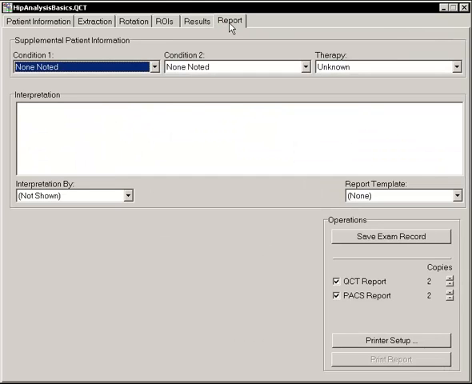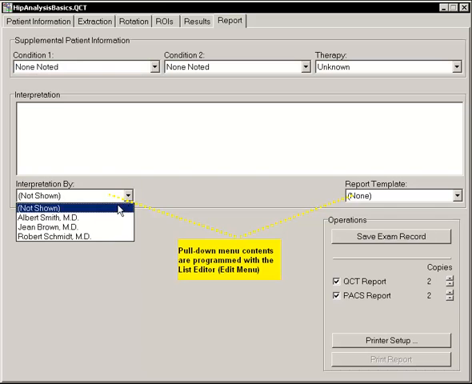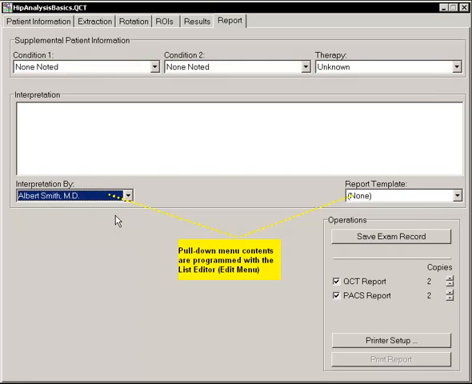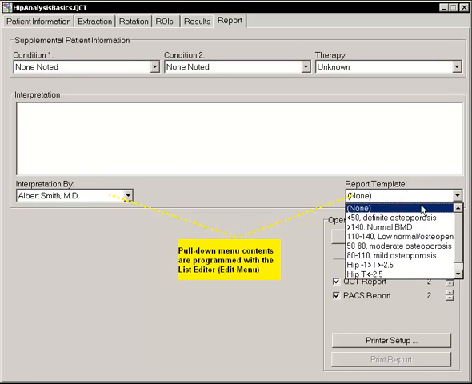This is the last step of the analysis. The analysis results are saved and reports may be printed. The results must be saved before reports can be printed. Information such as a doctor's name and an interpretation can be added to the report. In this example, we will add a doctor's name and interpretation using choices previously defined with the list editor.